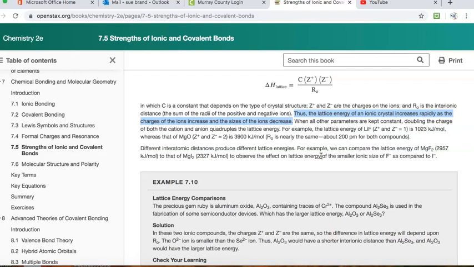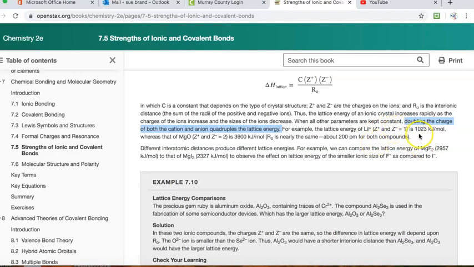All right, so for example, when all other parameters are constant, doubling the charge of both the cation and the anion triples the lattice energy. All right, so here's an example. We have lattice energy for lithium fluoride. The lithium has a +1 charge. Fluoride has a -1 charge.